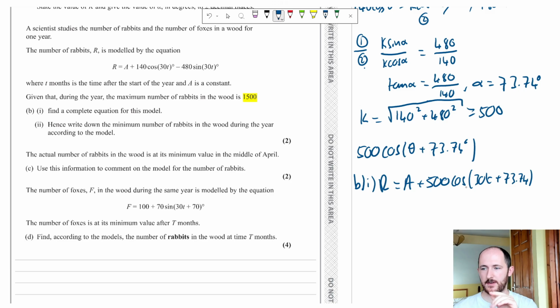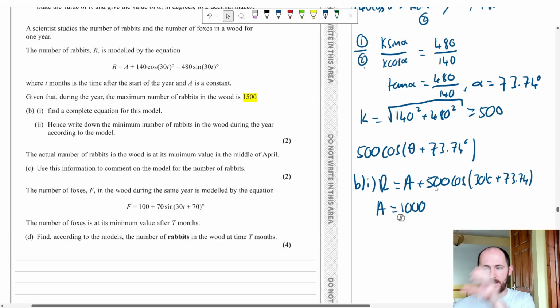And so in this case, if I want to make it as big as humanly possible, I would want cos to be equal to 1. If cos is equal to 1, that means this whole part over here is equal to 500. If that's equal to 500, and I know that the maximum is 1500, that means A has to be equal to 1000. Because 1000 plus 500 gives me 1500. Again, cos goes between -1 and 1, so its maximum value is 1. If this whole cos thing equals 1, then it's 500 times 1.